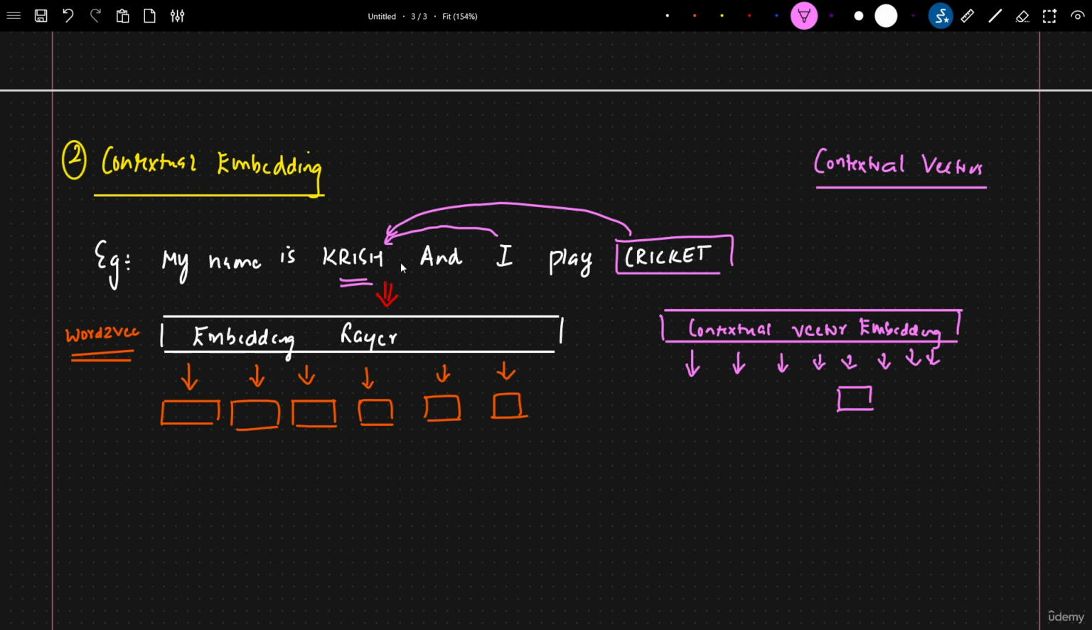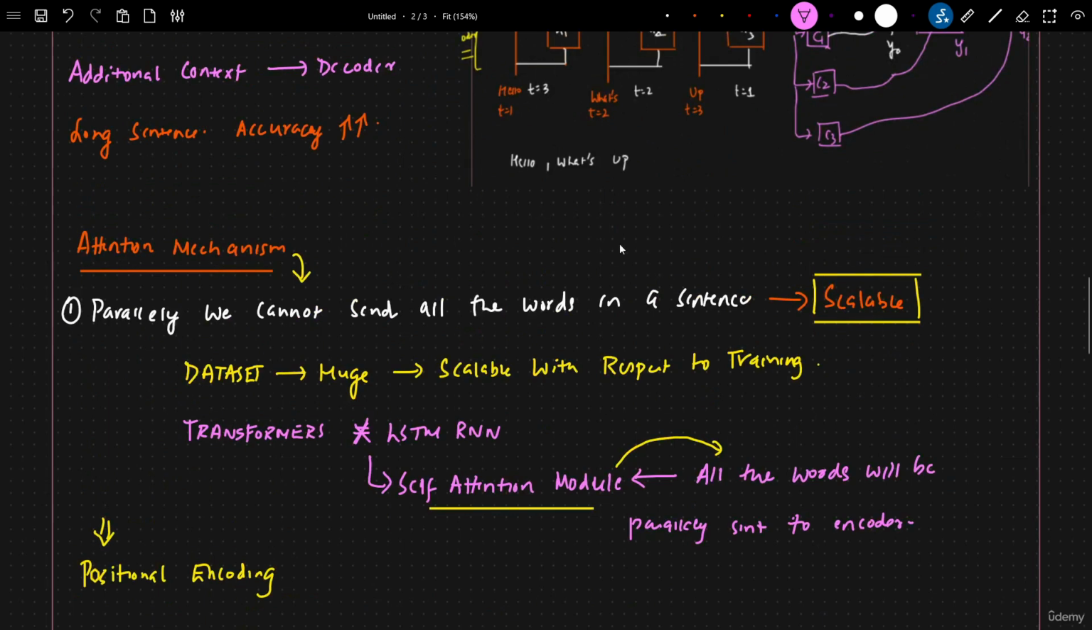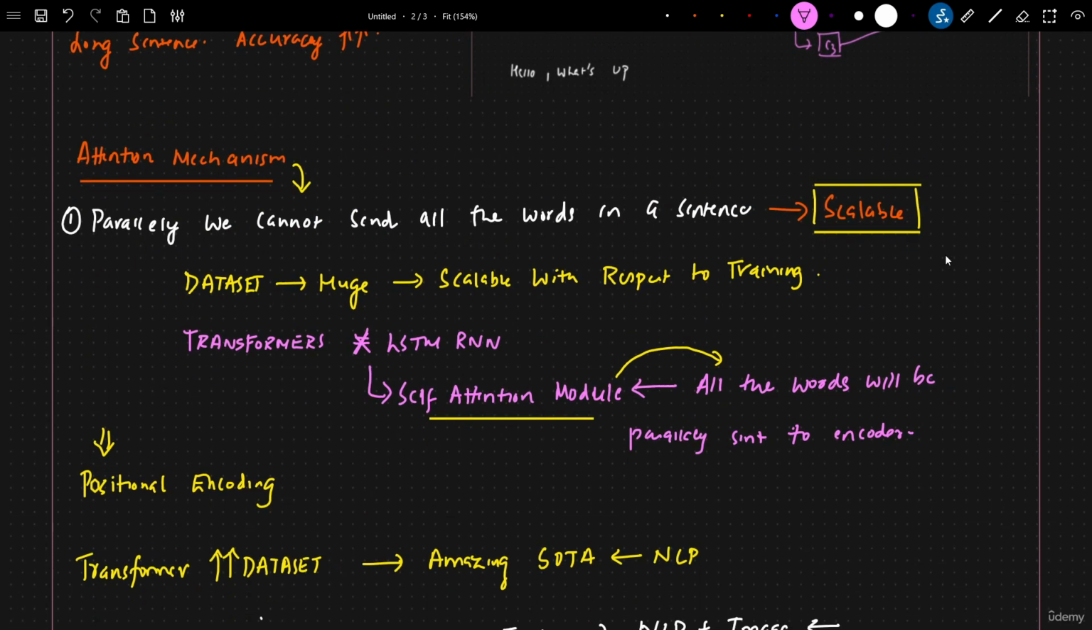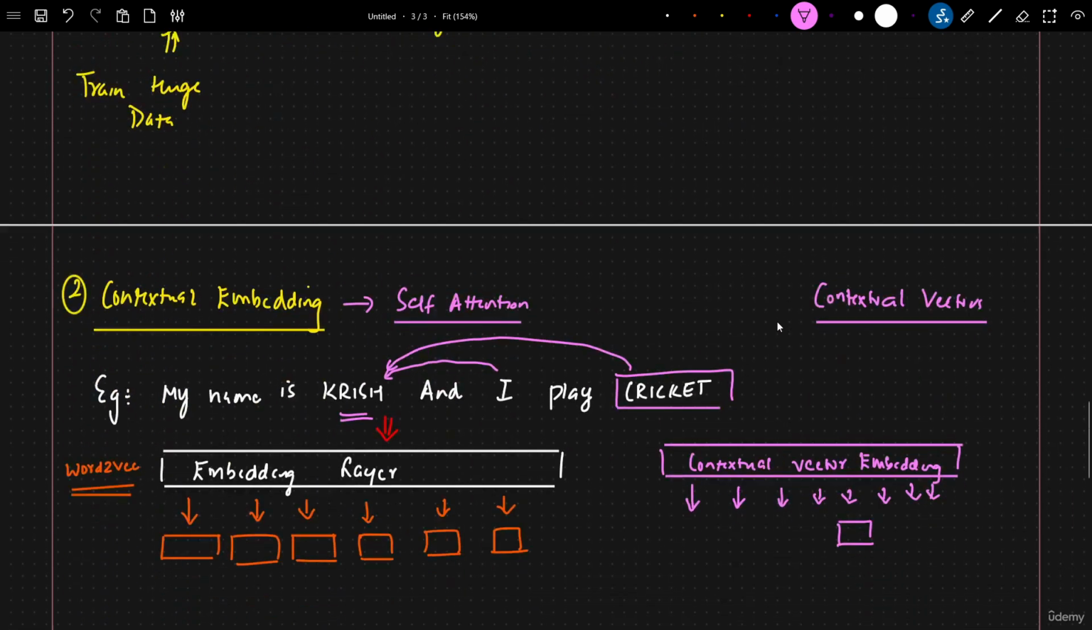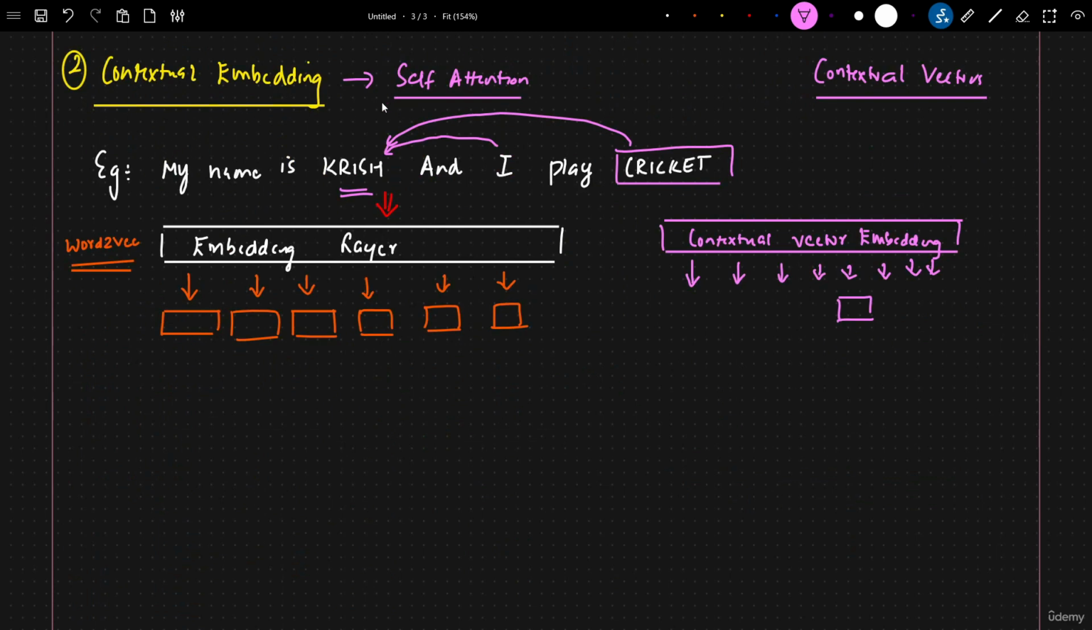And this entire problem is solved by our self-attention. Because of this, our transformers are much more accurate. We'll talk more about the self-attention module in the upcoming video. But regarding the two overall reasons why transformers are used: one is that in transformers we can send all the words for processing in parallel, which makes the entire model scalable for training with huge datasets. The second is contextual embedding, which was missing in encoder and decoder.